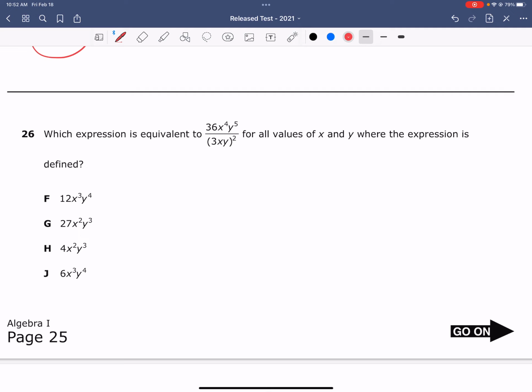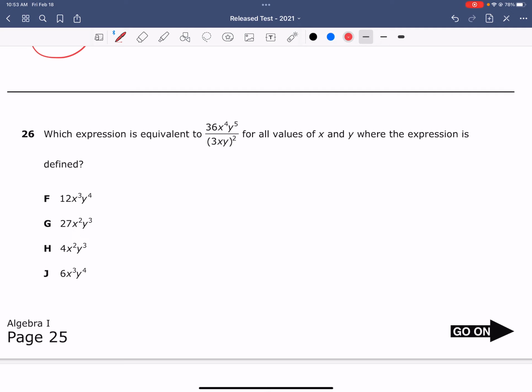Which expression is equivalent to (36x^4y^5)/(3xy)^2 for all values of x and y where the expression is defined? What I notice in this problem is that all of the answer choices have different coefficients on them. And so if I can figure out what the coefficient is supposed to be for this given expression, then I will be able to find my answer immediately.